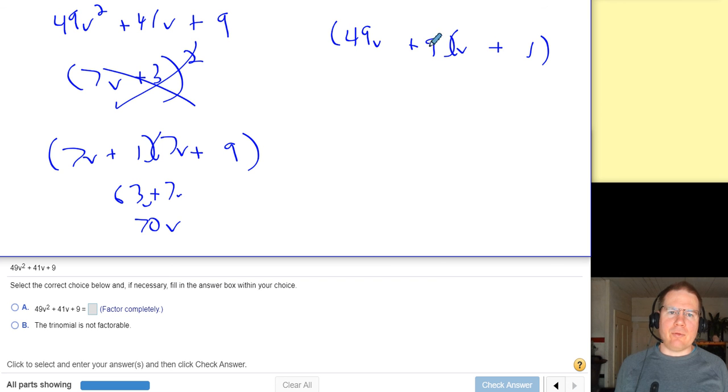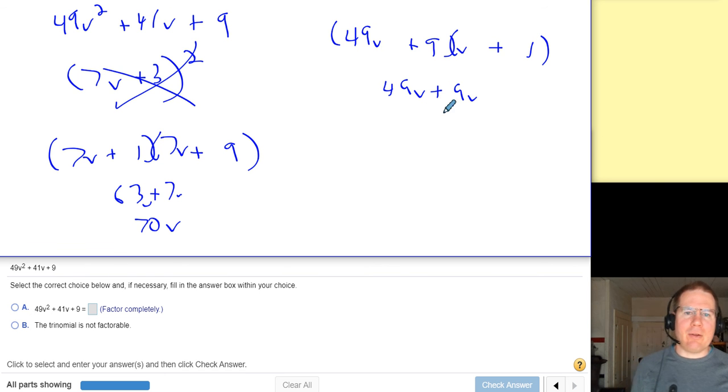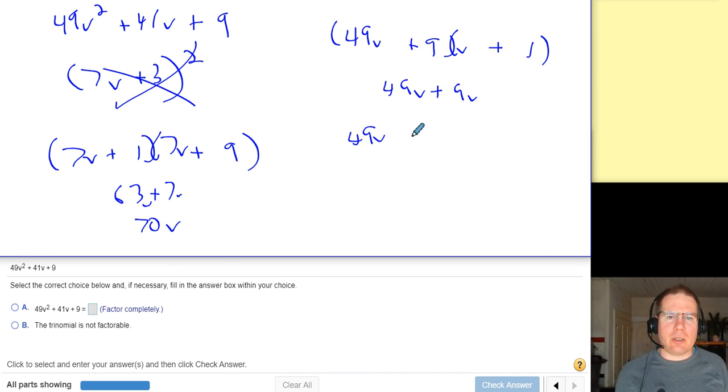So 49v plus 9v. No, that's still more than 41v. I don't even have to get 58. I know it's more than 49, which is more than 41. So maybe it's 49 and 3. But 3 times 49 is going to be bigger than 49. It's bigger than 41. There are no other options here.